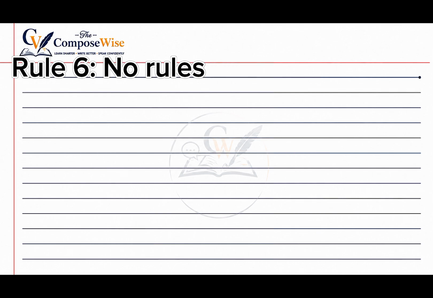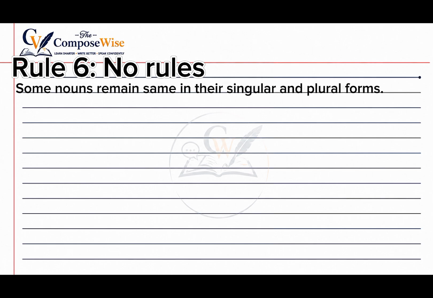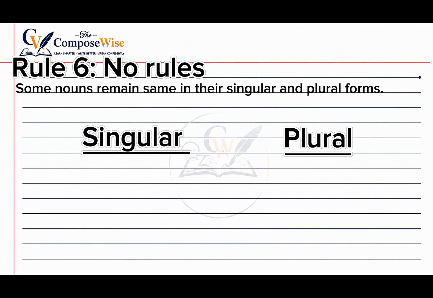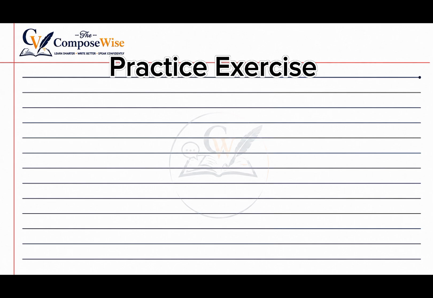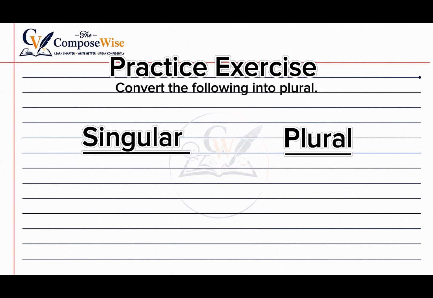Rule number 6. There are some nouns which remain same in their singular and plural forms, which means they do not change. These are the examples. Now practice these examples and convert them into plural forms.